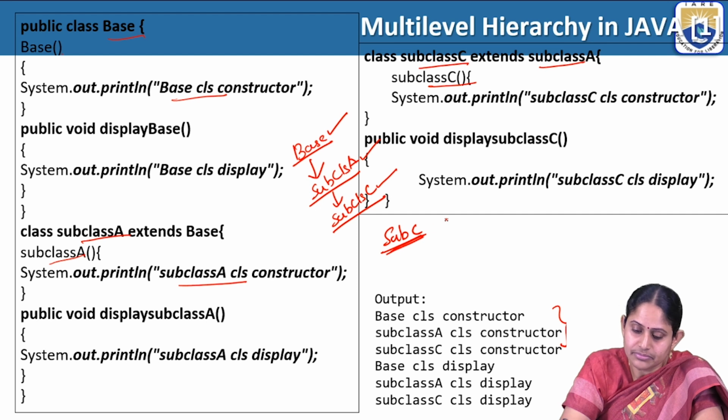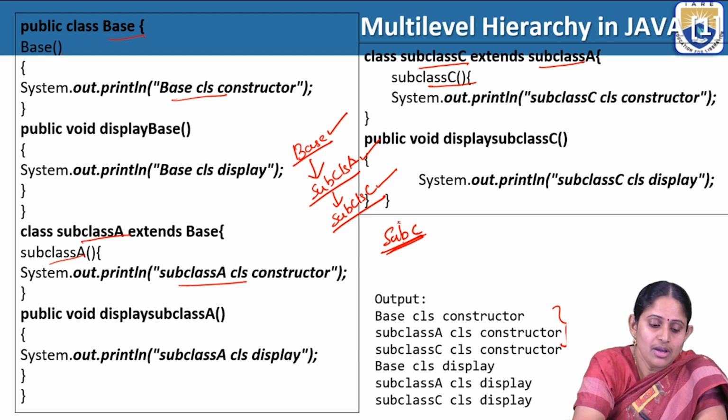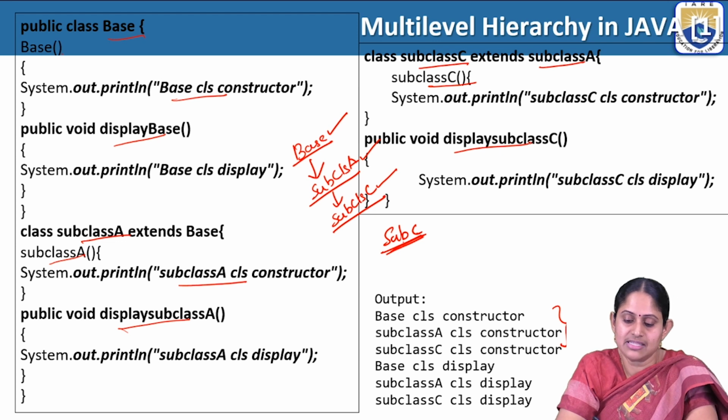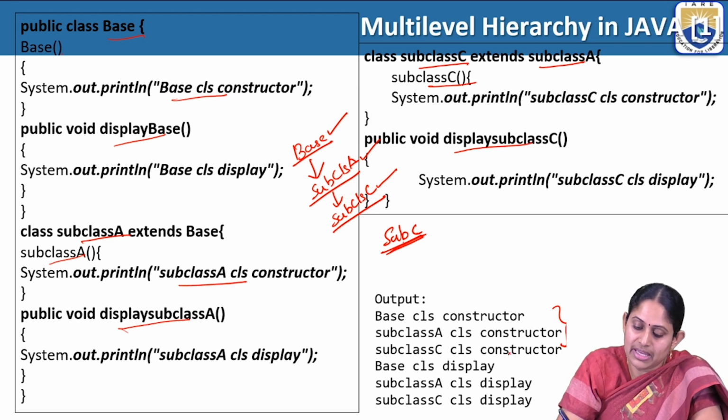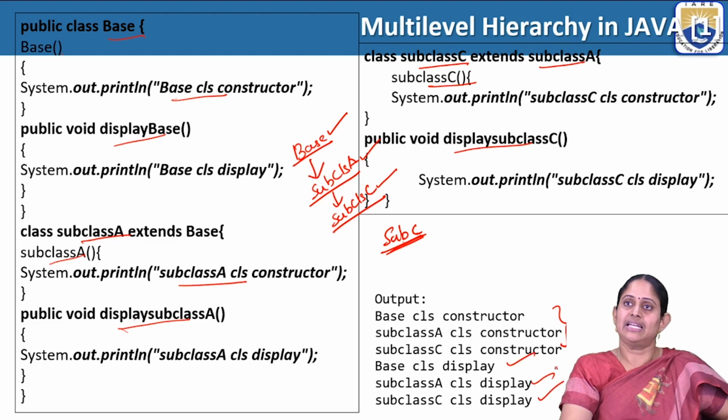Then using the subclass C object, since they are inherited, it can invoke the display base, display subclass A, and display subclass C methods. So by creating an object and calling these methods, you get these three lines. So this is multi-level hierarchy.